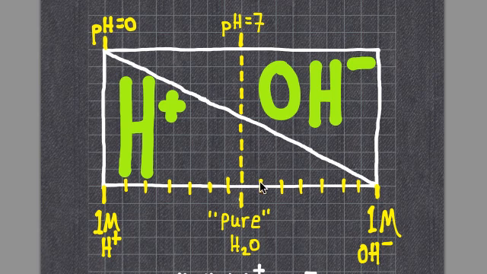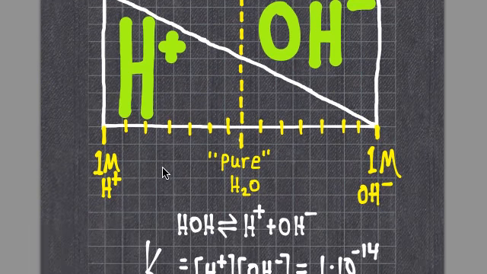This would be 0.00000001 molar, and it just keeps getting smaller and smaller. But on the other hand, the hydroxide ion concentration in that same solution, in that same beaker, would be growing larger. So if I have more of this, I have less of this, or if I have less of this, I have more of this.